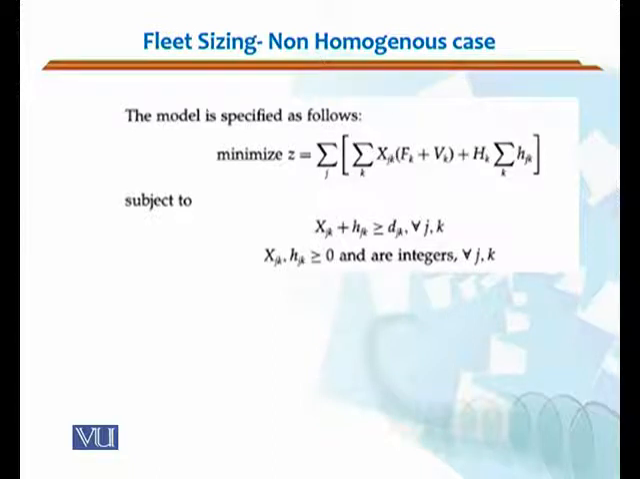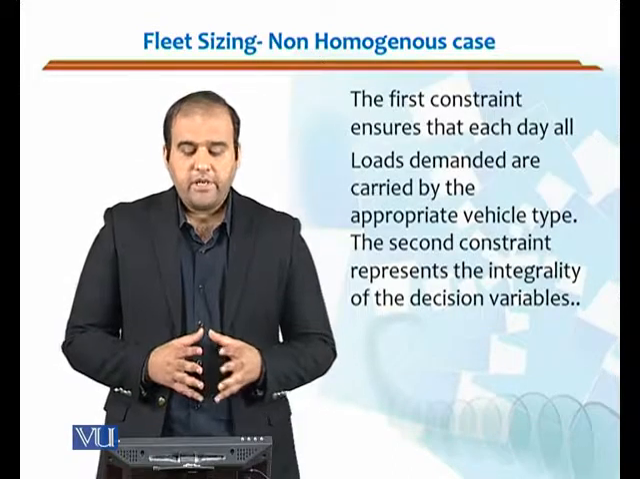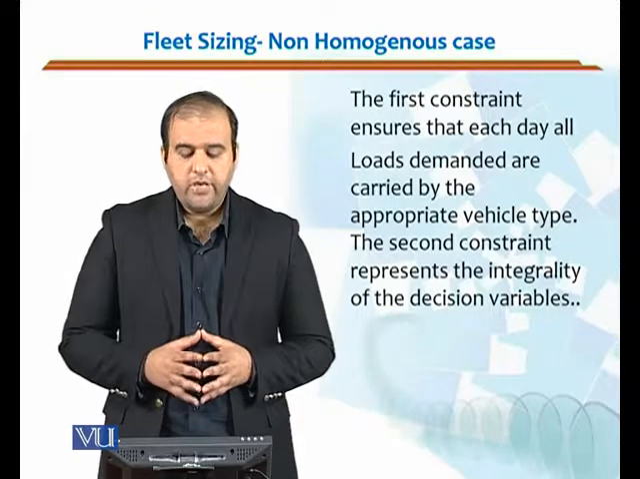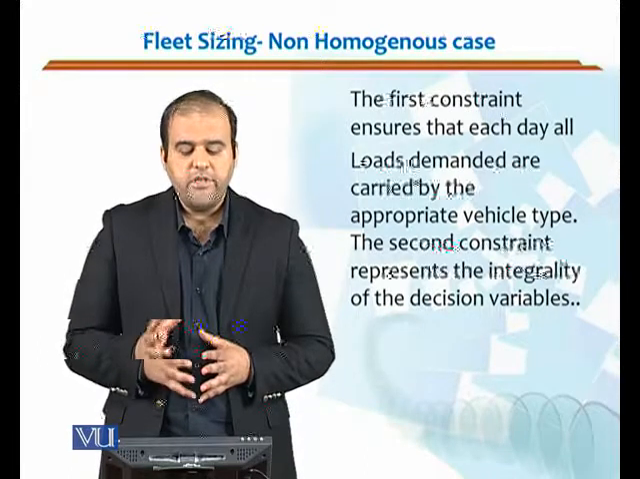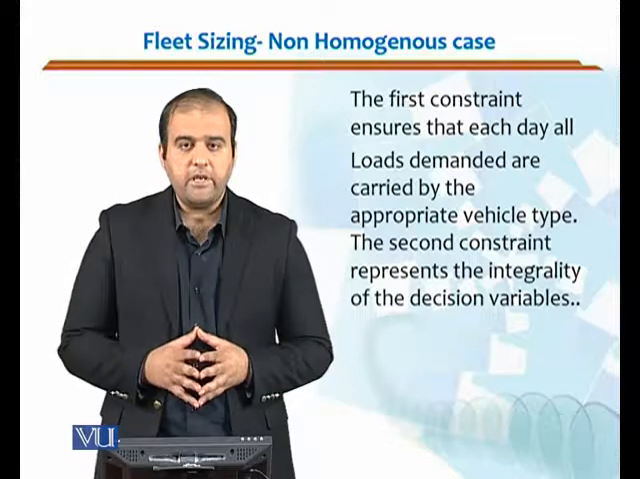And x_jk and h_jk should be greater than or equal to 0. This is the integrality constraint, and both should be integers. That means the number of vehicles which we have plus the number of vehicles which we hired are discrete in number. They are integers and should be greater than or equal to 0 for any j and k. So the first constraint ensures that each day all loads are carried by the appropriate vehicle type.